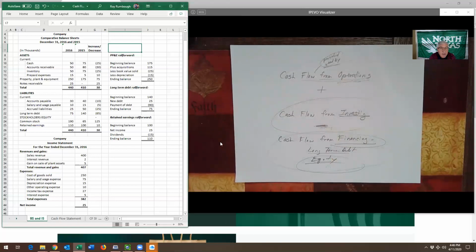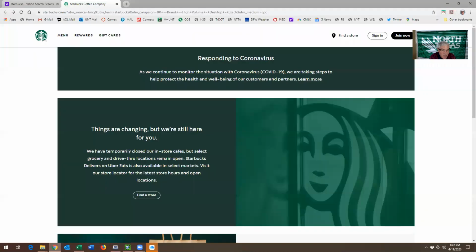What I've done here, and let's see if I can find this now while I've got you with me here. Let's go look at Starbucks. I thought we'd look at an actual cash flow statement. There's nothing like looking at an actual cash flow statement. By the way, I will show you how to get to the financial statements for any company. Usually you just go to their website.